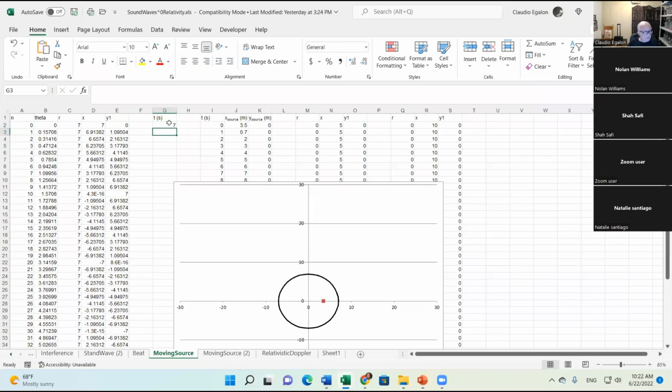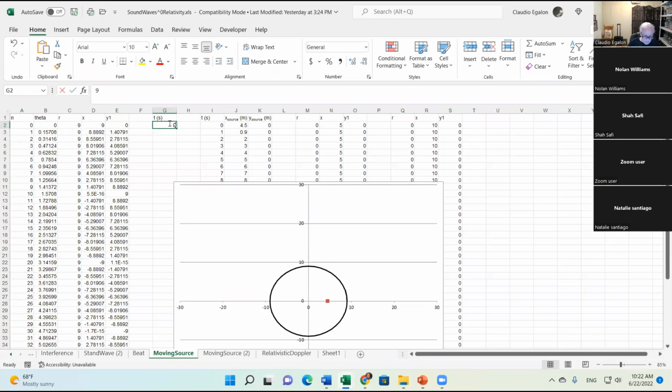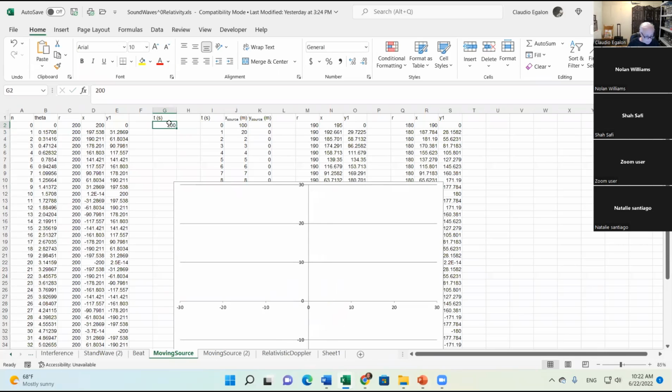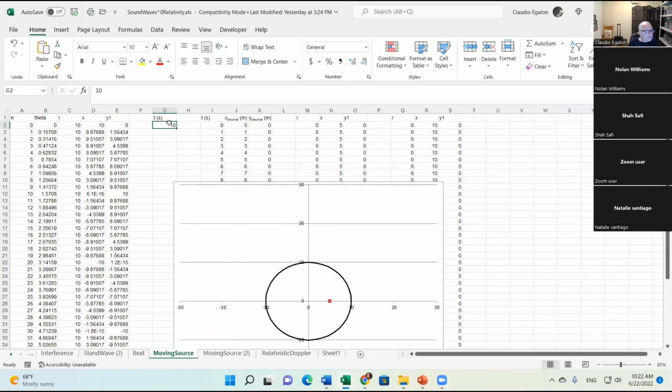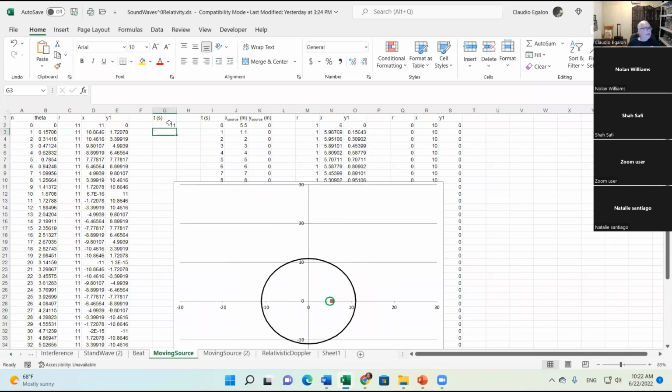Eventually, it's going to emit another wave. Let's see when it's going to do that. At 8 seconds, it didn't do that yet. Let's continue here. Around the 10 seconds, the second wave is emitted.